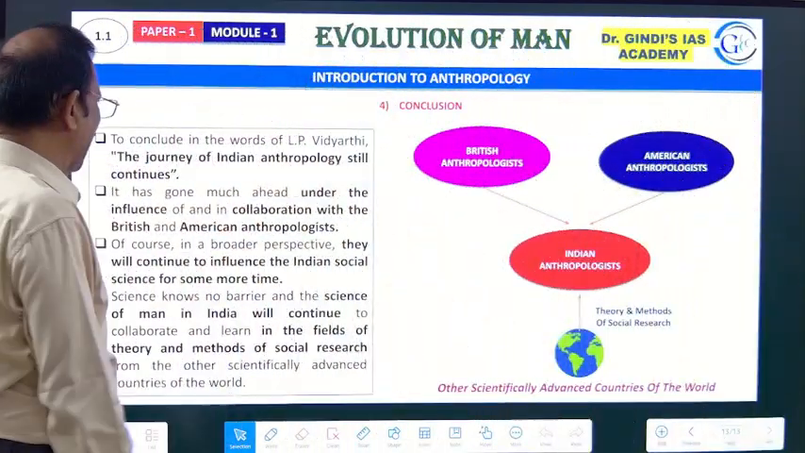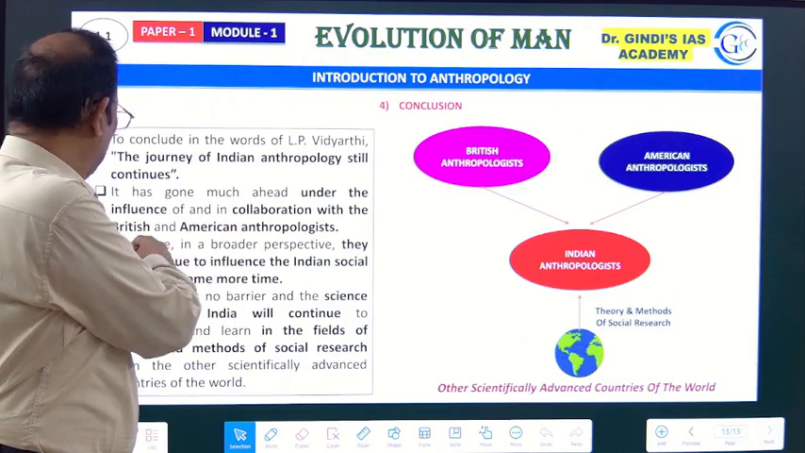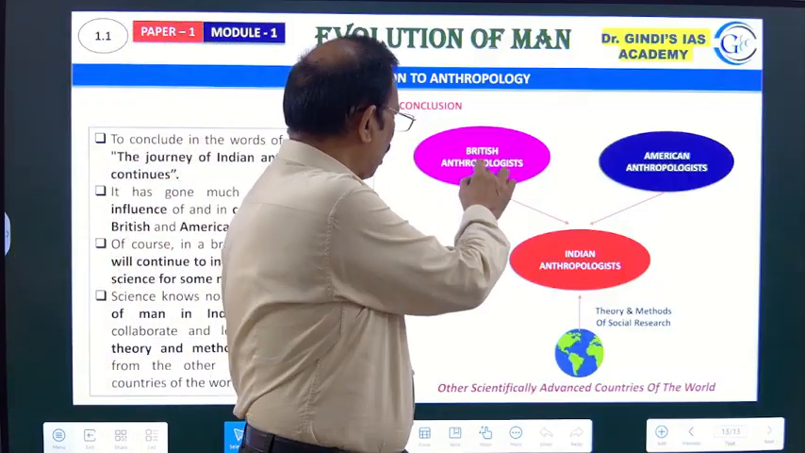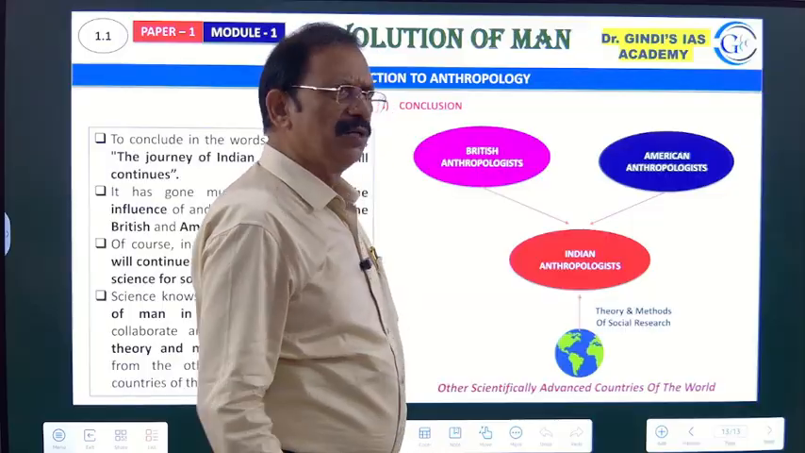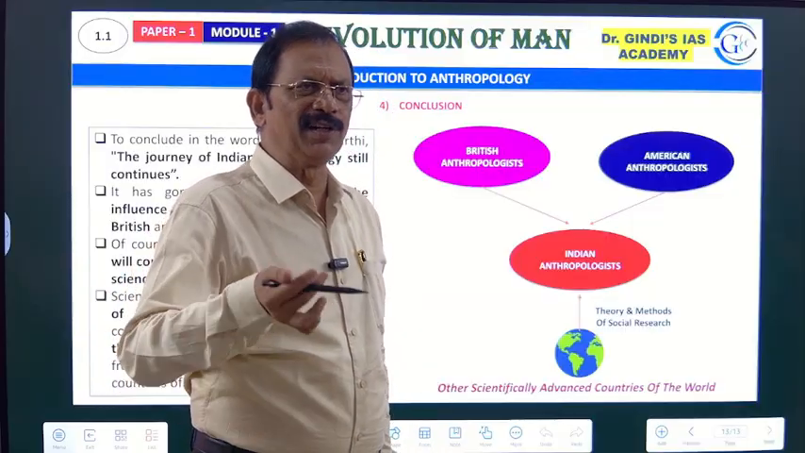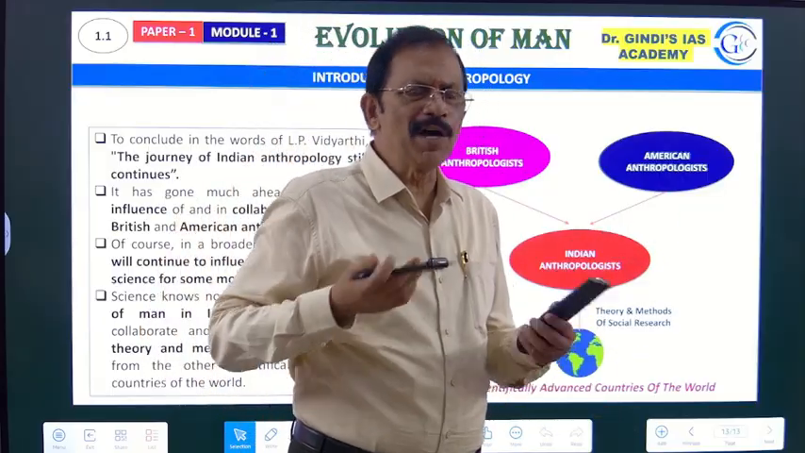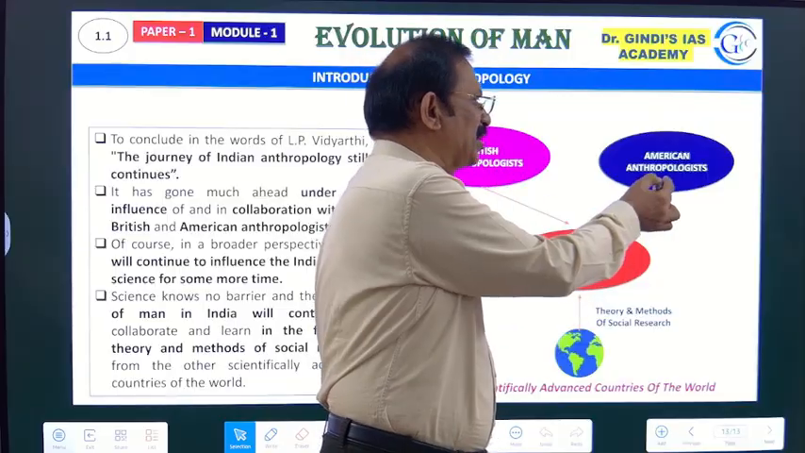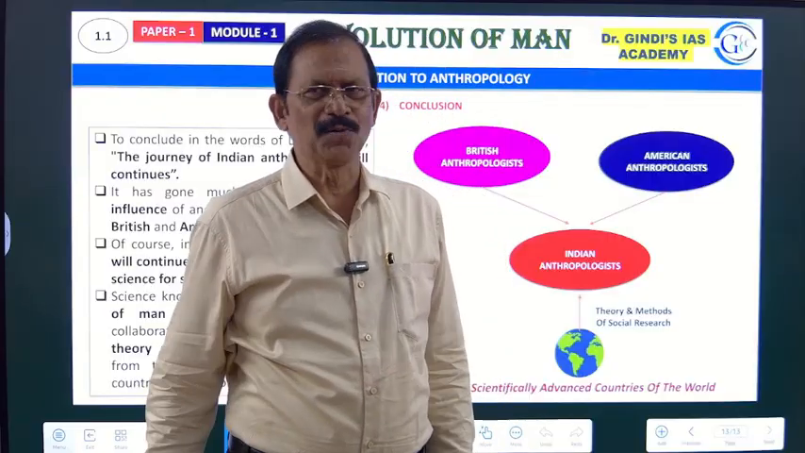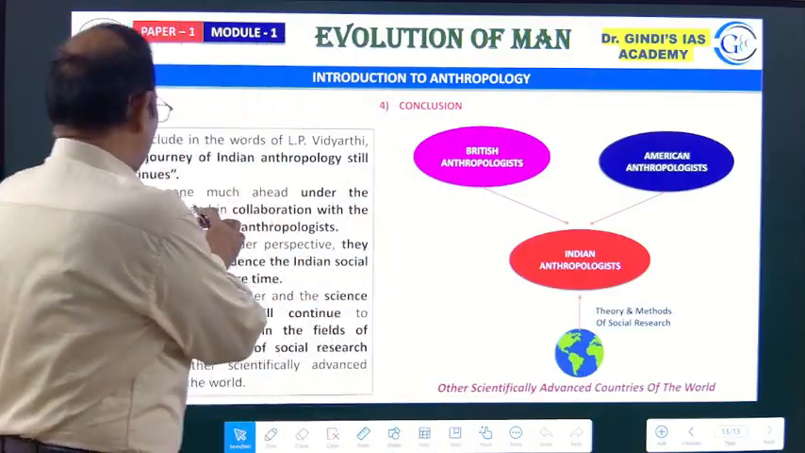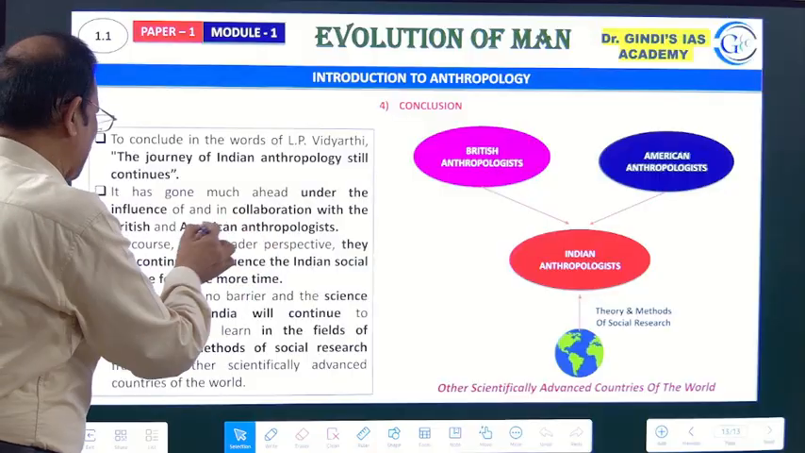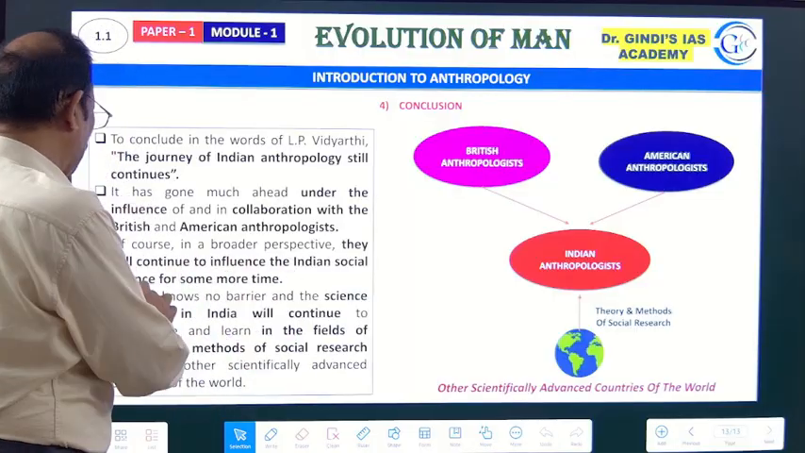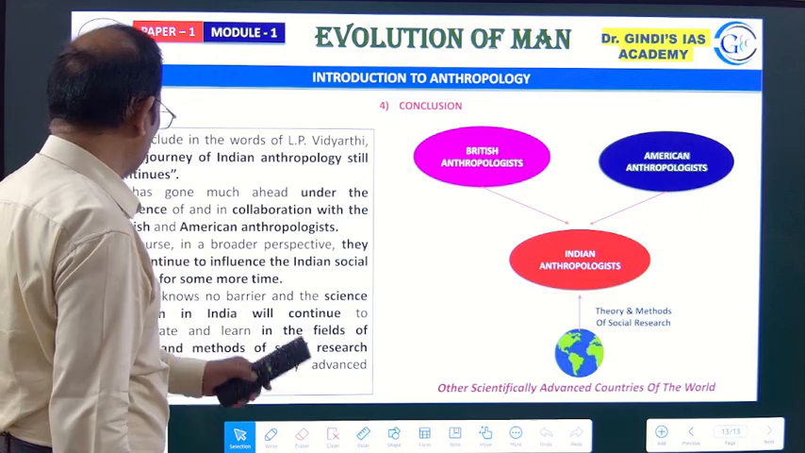It has gone much ahead under the influence of and in collaboration with the British and American anthropologists. Previously, the influence was from the British anthropologists. We were forced to do research. After that, with the advent of American anthropologists, we have been influenced. So Indian anthropology has gone ahead under the influence of and collaboration with British and American anthropology. Then, of course, in a broader perspective, they will continue to influence Indian social science for some more time.